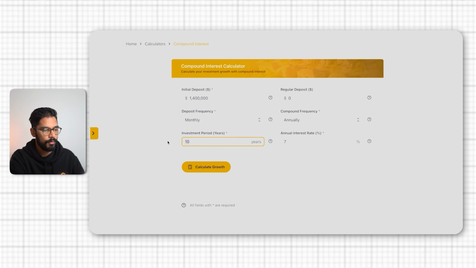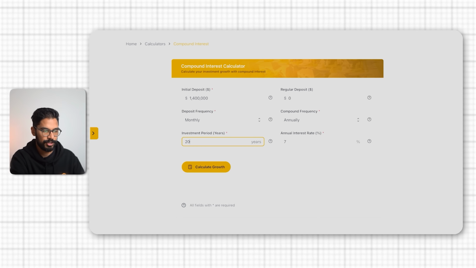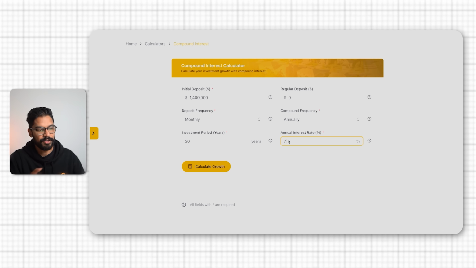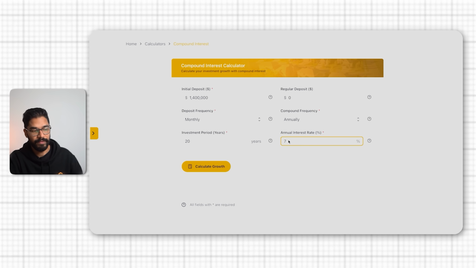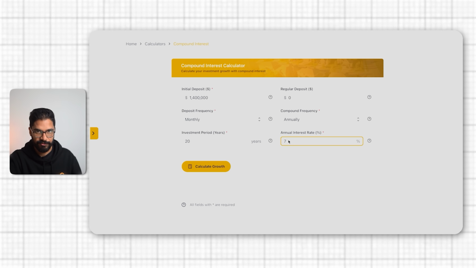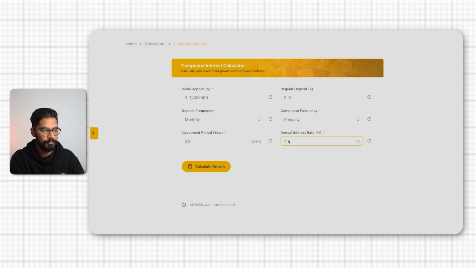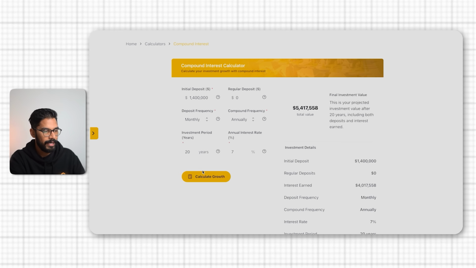And we're going to say, I want to know what this is going to be worth in 20 years' time. And we're going to use the average rate of 7%. Why 7%? Some years you'll get less than that, some years you'll get more than that. Average for Australian property is 7.8%, so we're going to use 7% and be a little conservative. Now we go ahead and calculate growth.